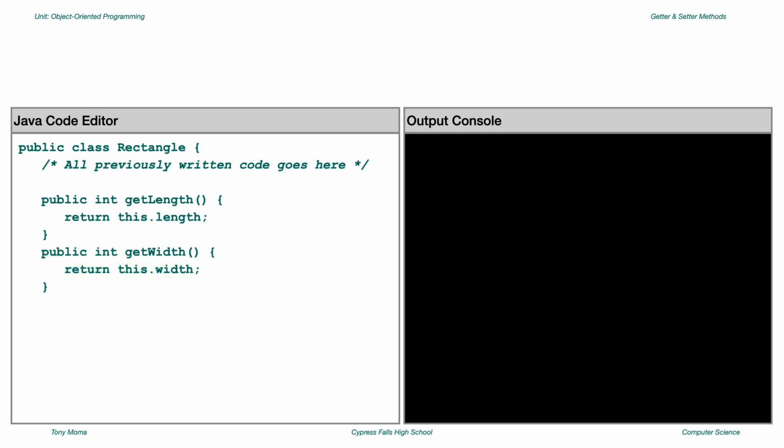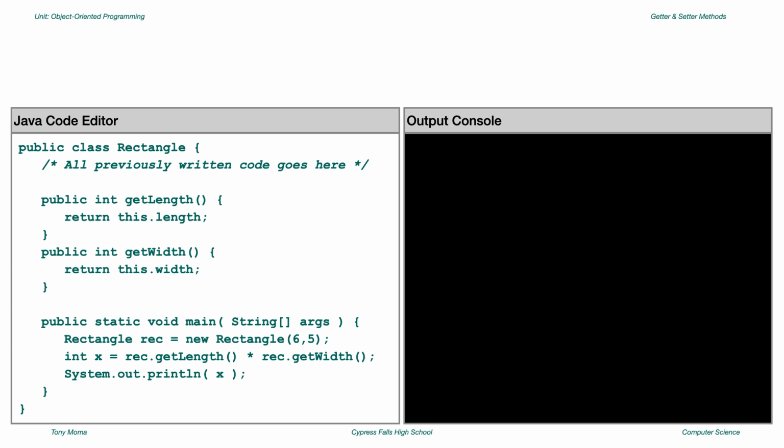Then inside my main method, when I create a rectangle object, if I want to use the length and width variables inside of my program, rather than accessing them directly as I was before, I can use my getter methods, getLength and getWidth.